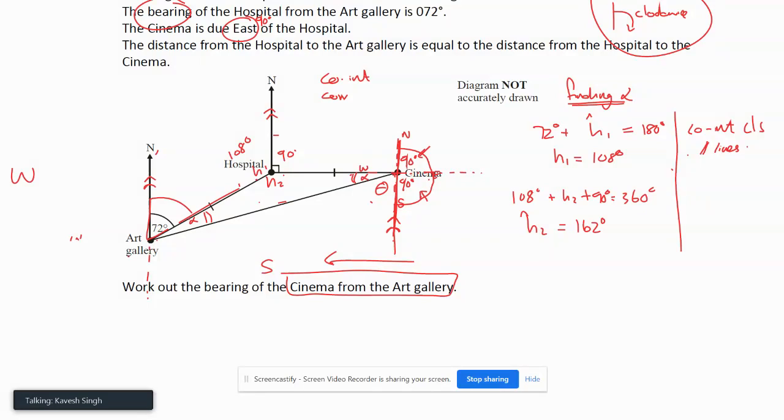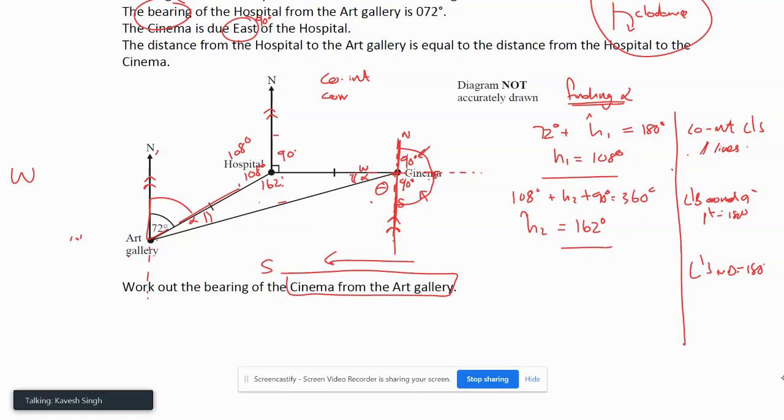So now I have h2, which is 162 degrees. I can now say, okay, angles in a triangle. So I've calculated this now to be 162. And I know this is 108. And just make sure that they add up to 360. Yep, they do. So that was angles around a point. The next one is angles in a triangle, which equals 180 degrees.